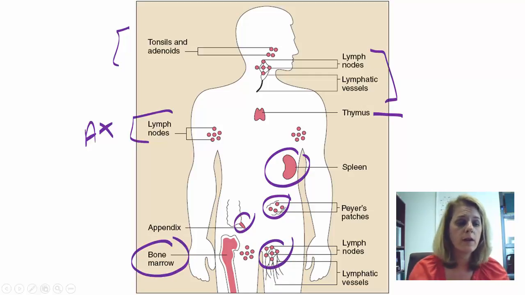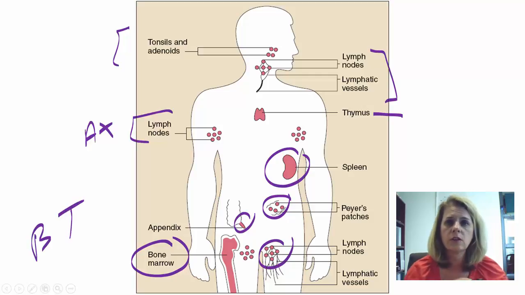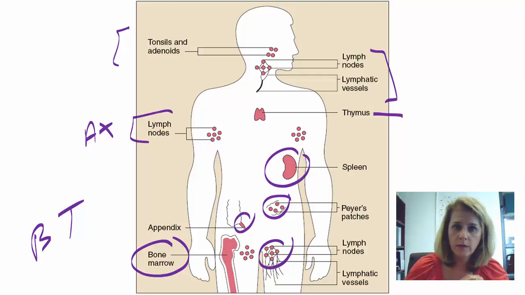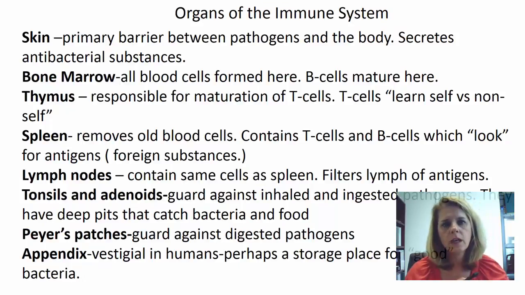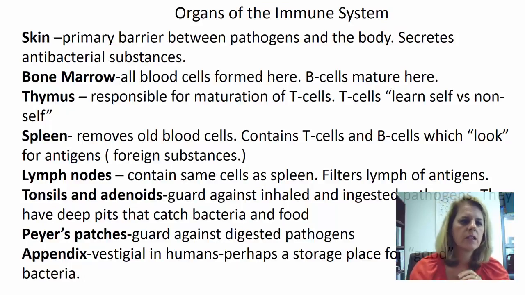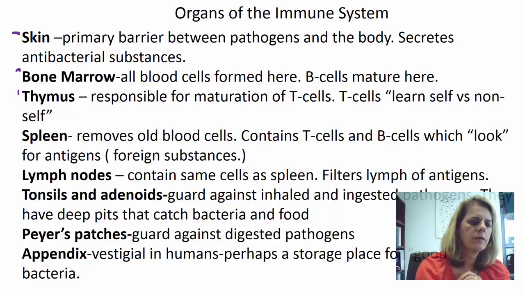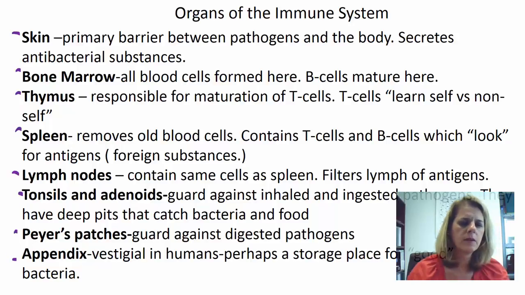Remember, bone marrow, that's where those B cells and T cells are made. So the same organs that we've talked about with lymphatics and the lymphoid organs are the same organs that we're going to talk about with immunity. So those organs of the immune system are the skin, bone marrow, thymus, spleen, lymph nodes, tonsils, adenoids, Peyer's patches, and the appendix.